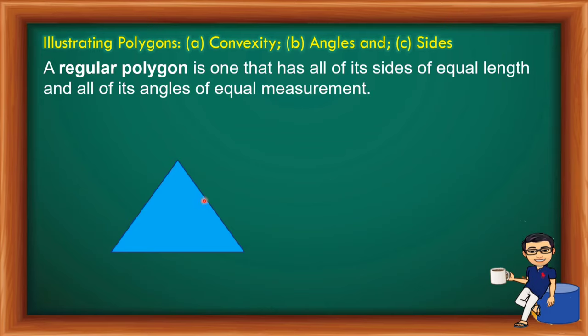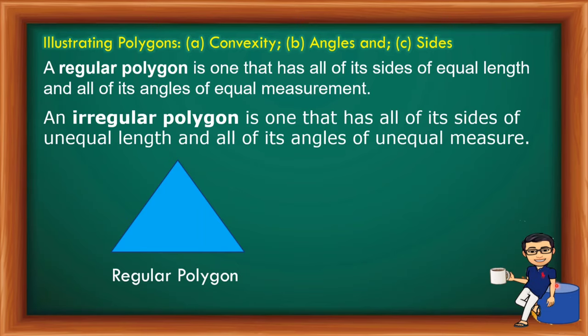For instance, we have this. So, ito ay tatawagin nating regular polygon kapag itong side na to at itong side na to at itong side na to ay equal. At kapag itong angle na to at itong angle na to at ito ay parehas lang ng sukat. So, we call that as regular polygon. Okay? Let's have another one.